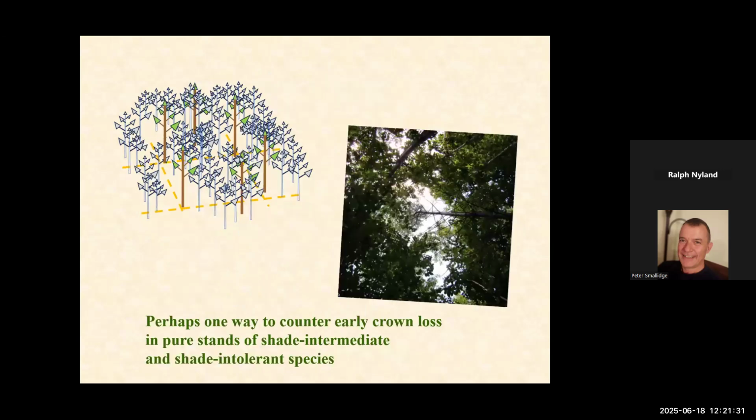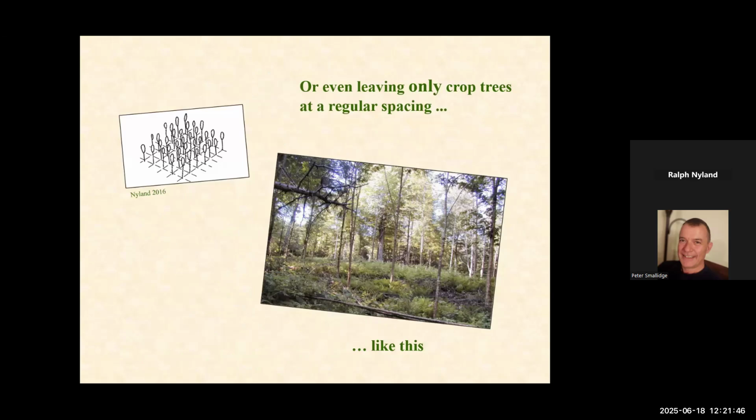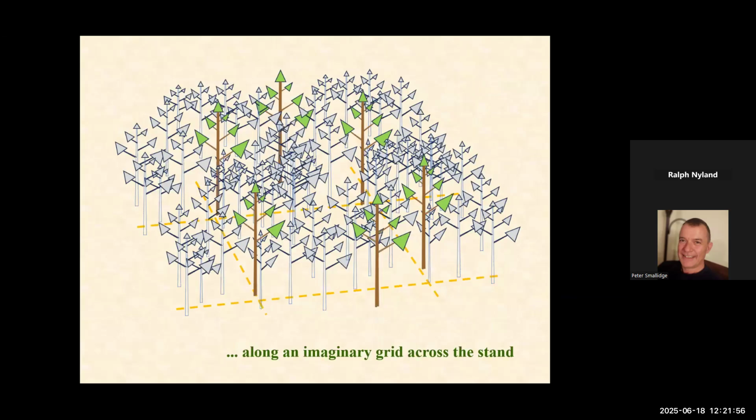Perhaps one way to counter the early crown loss in pure stands with shade intermediate species and other shade intolerant species is freeing the trees at grid intersections throughout the stand. Or you could even leave only the crop trees at regular spacings, and this has been done quite a bit, at least in spruce fir stands, like this. So you imagine that grid again through the stand, and here you would cut everything else, starting with this and ending like this.